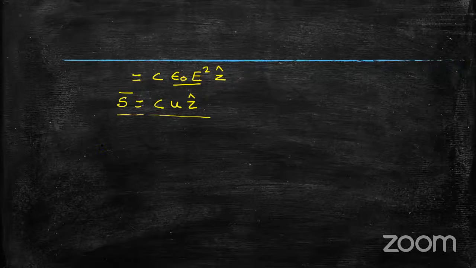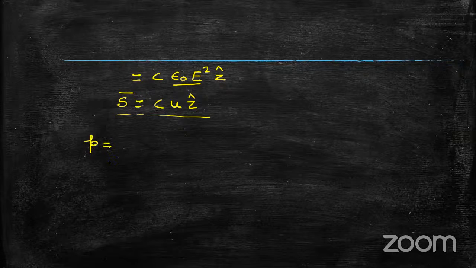Then we also have an electromagnetic momentum, right? What is the electromagnetic momentum? Density. I'll talk about the density. Small p. Electromagnetic momentum density.